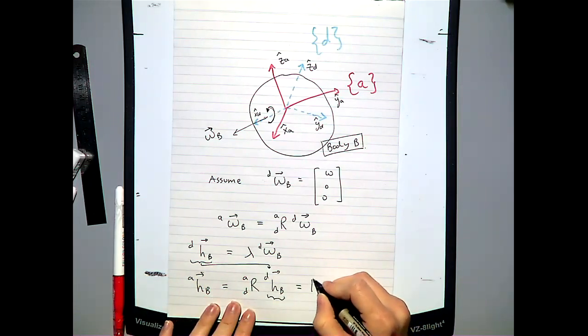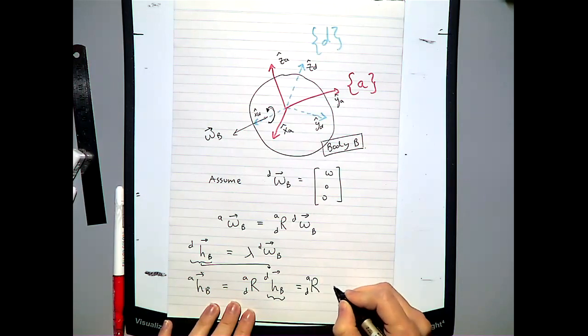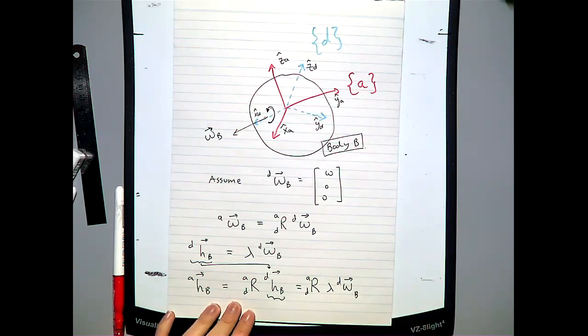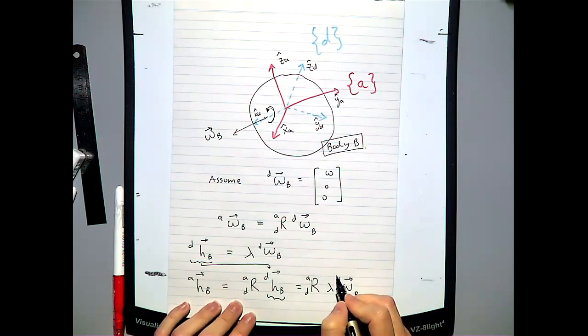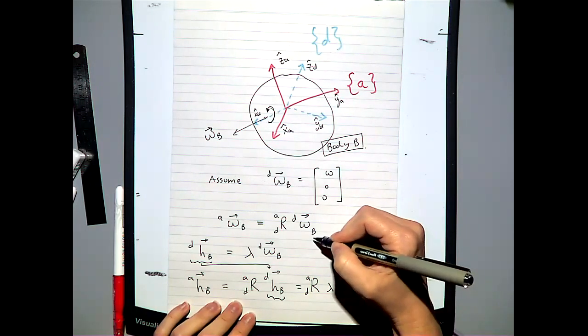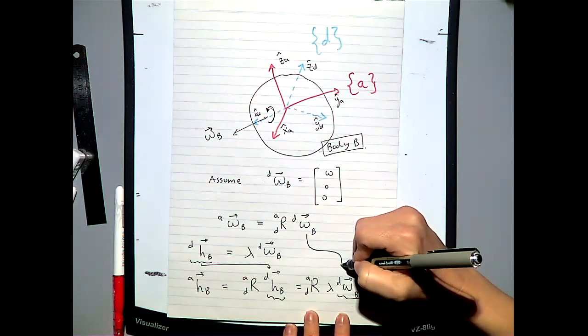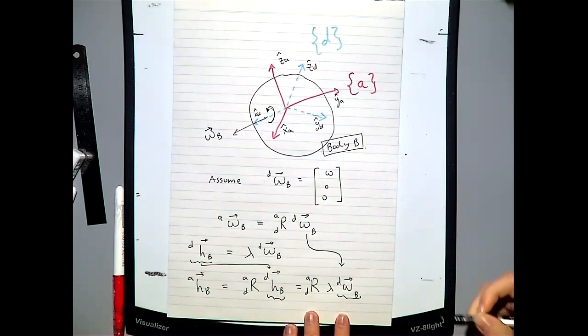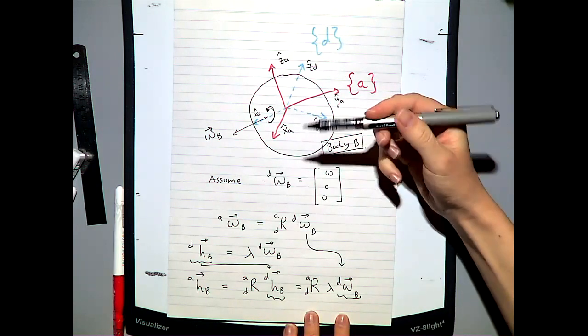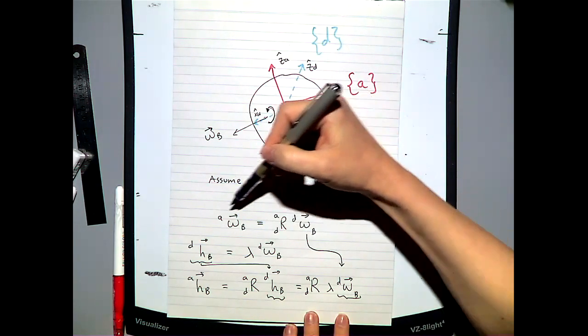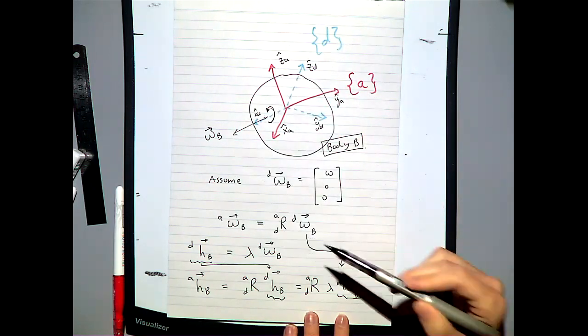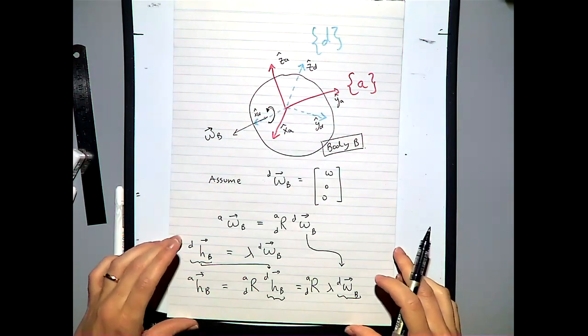And I get lambda omega like this. And now instead of this one, I can substitute this one here, but pre-multiplying this entire equation by the inverse of this one. So what do I get?